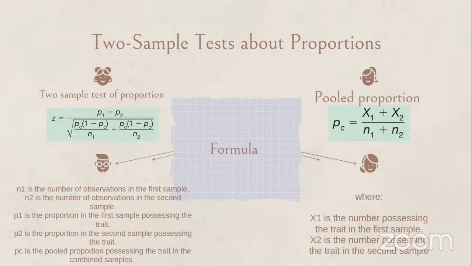The other one is the pooled proportion formula, that is pc equals x1 plus x2 divided by n1 plus n2, where x1 is the number possessing the trait in the first sample and x2 is the number possessing the trait in the second sample.